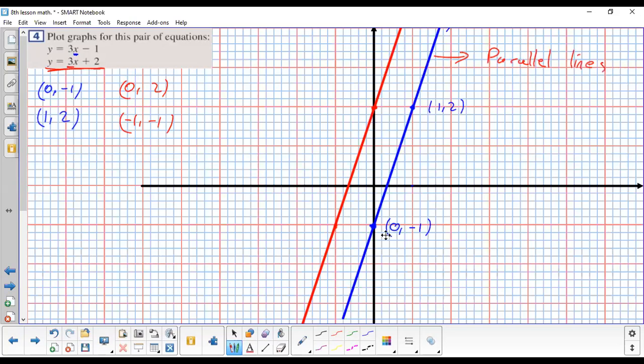lines. Okay, so we'll come back to this later. Maybe on Friday we will work on what parallel lines are and how they are shown. Okay. Now this is for question 4.